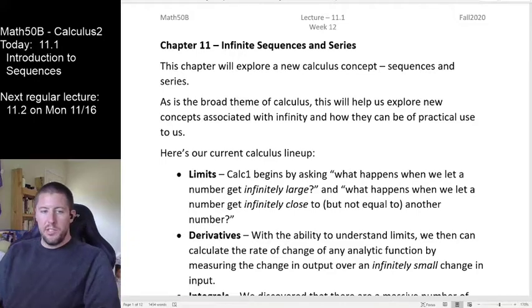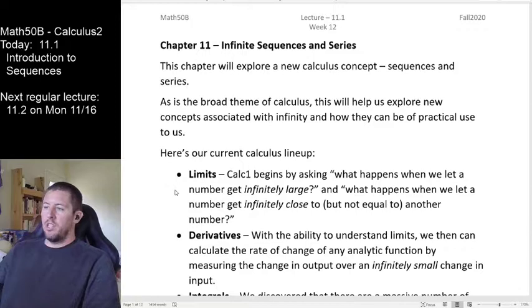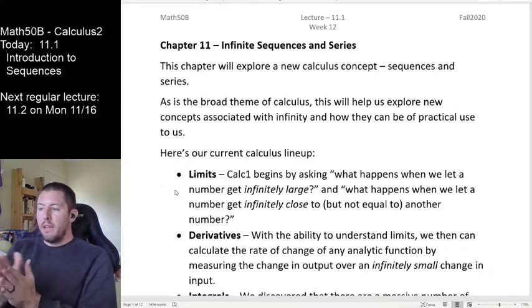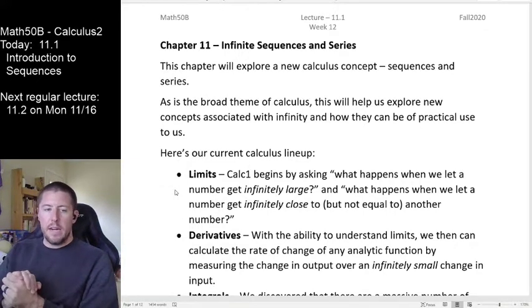Really, we want to introduce this chapter, though, because we're going to start looking at something that's wildly different than things that we've been seeing up until now. So our new calculus concept for this chapter is the concept of a sequence and a series, which are very closely related. As is the broad theme of calculus, this is going to help us explore new concepts associated with infinity and how they can be of practical use to us.